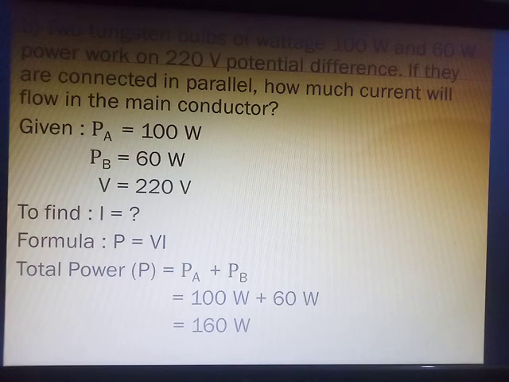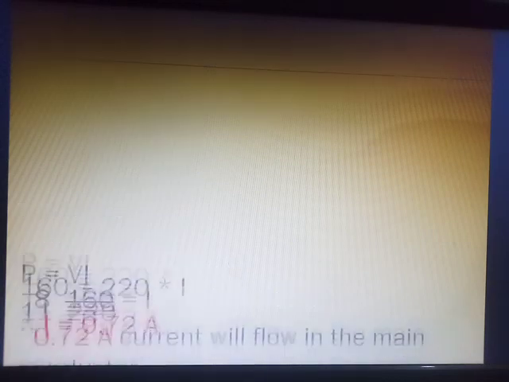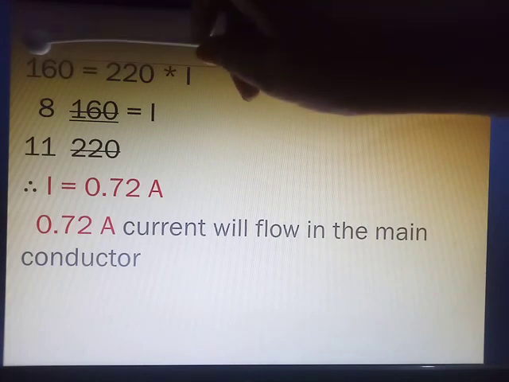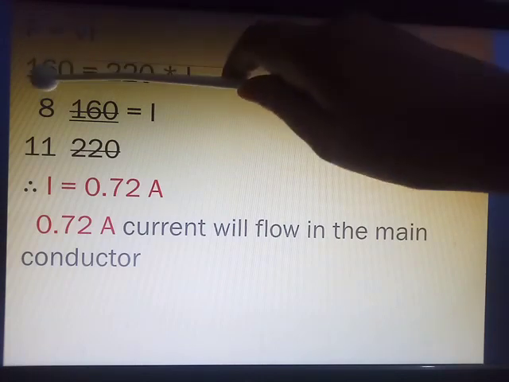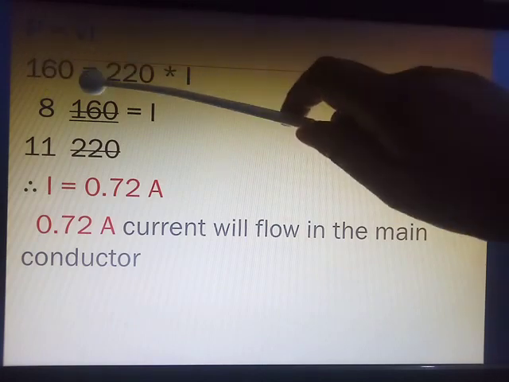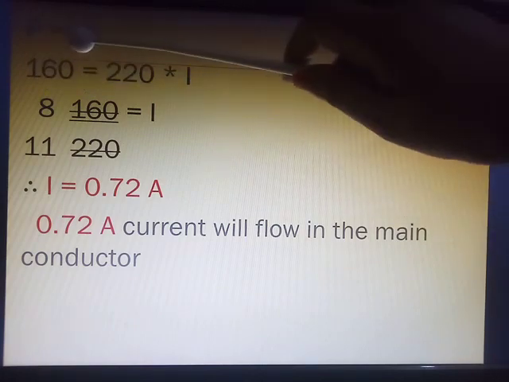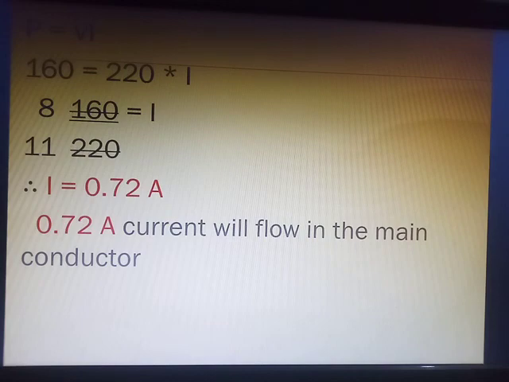I will wait for a minute so you all can just jot down the main points. Now you have got the total power. We are going to apply over here. P is equal to V into I. 160 is the total power. That is equal to we have as 220 volts multiplied by I.